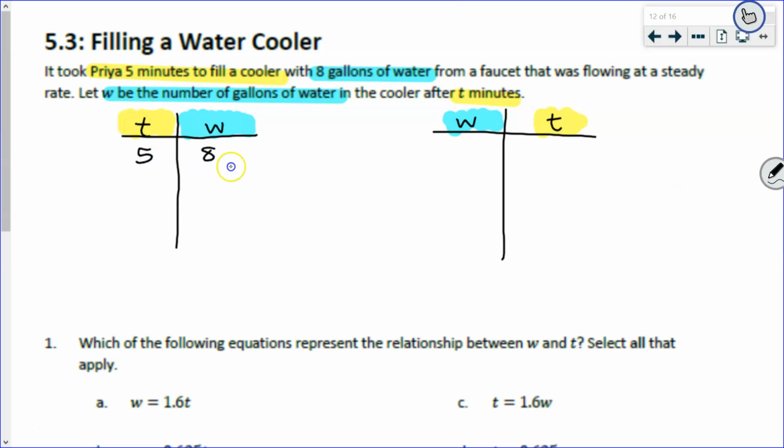So I'm going to take that information that was here. The 5 still goes in the T column. The 8 still goes in the W column, but notice that they've just swapped places there.